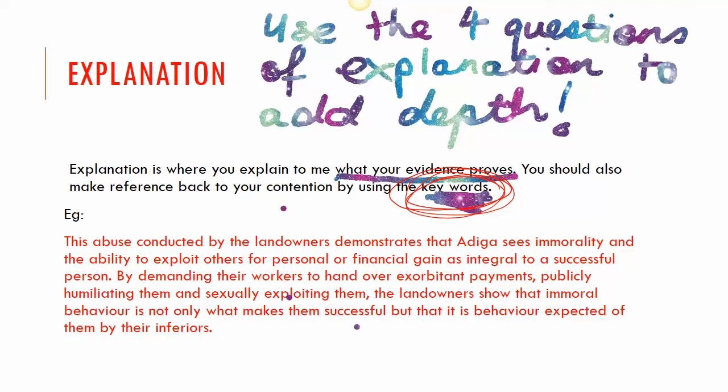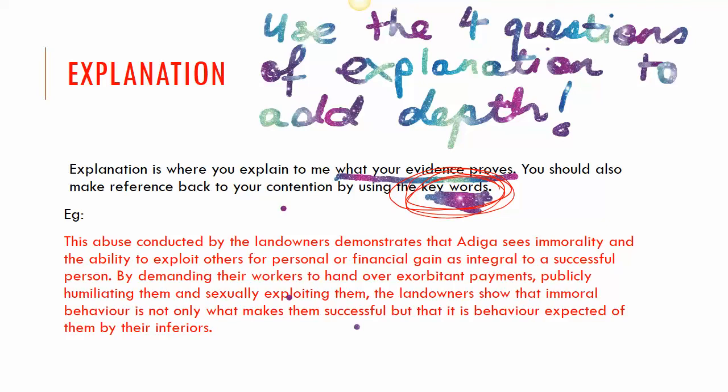So here's my explanation. This abuse conducted by the landowners demonstrates that Adiga sees immorality and the ability to exploit others for personal or financial gain as integral, now integral or integral, whatever, potato, that means like vital, or like super important to a successful person.